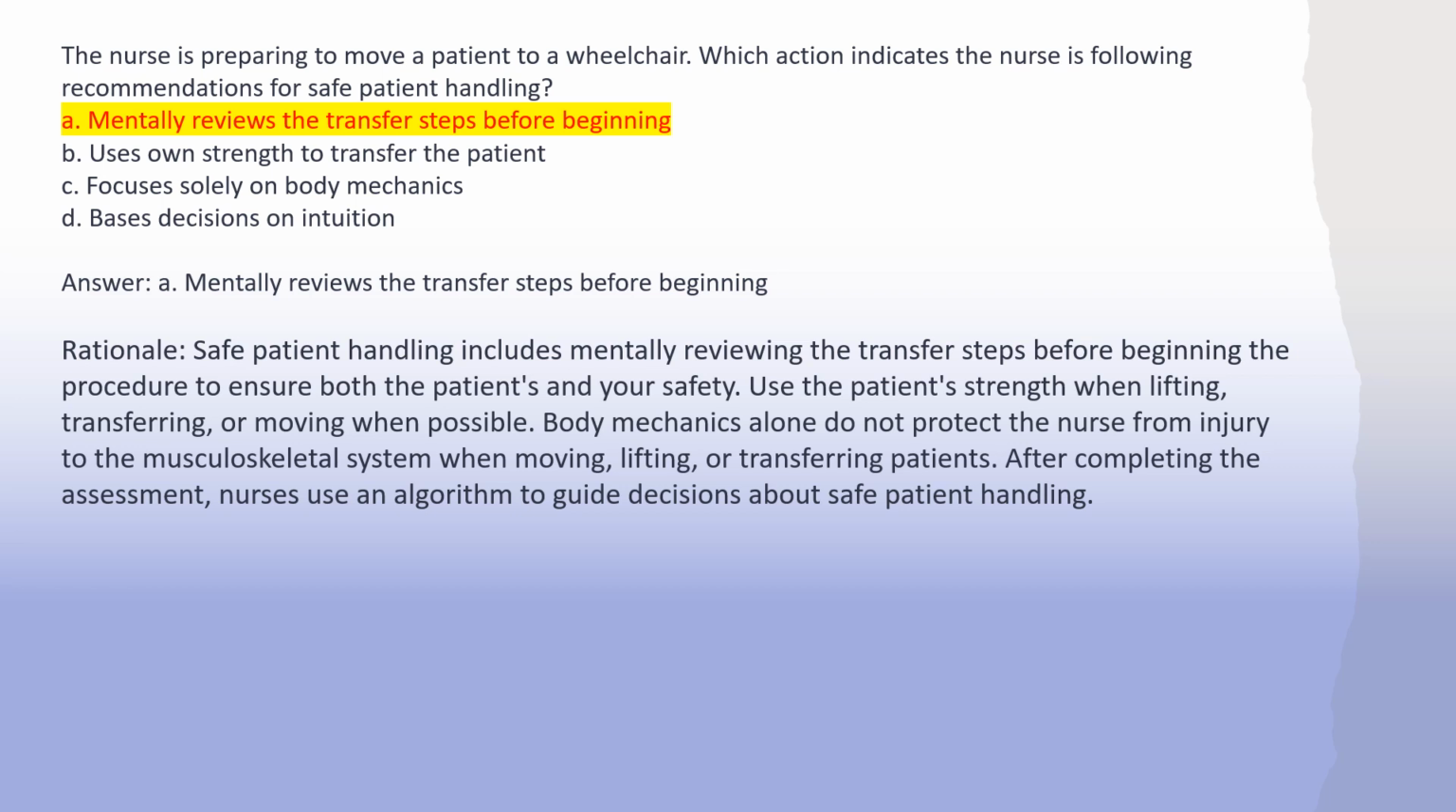Answer A. Mentally reviews the transfer steps before beginning. Rationale: safe patient handling includes mentally reviewing the transfer steps before beginning the procedure to ensure both the patient's and your safety. Use the patient's strength when lifting, transferring, or moving when possible. Body mechanics alone do not protect the nurse from injury to the musculoskeletal system when moving, lifting, or transferring patients. After completing the assessment, nurses use an algorithm to guide decisions about safe patient handling.